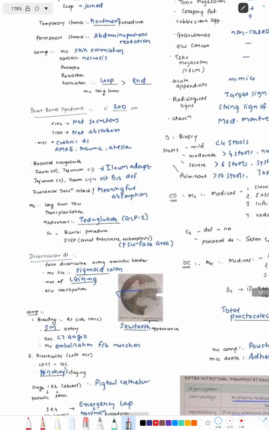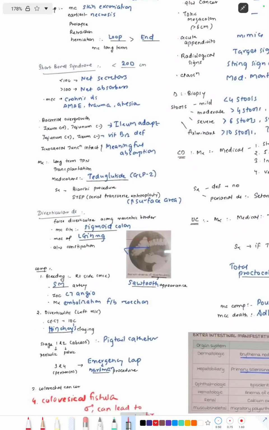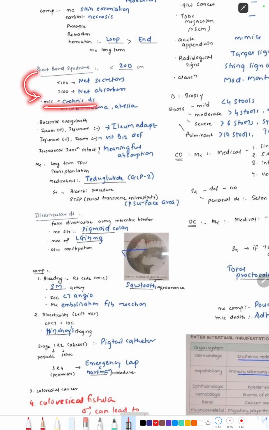Short bowel syndrome is less than 200 centimeters of bowel length. If it is less than 100, then that is called net secretors. If it is more than 100, that is called net absorbers. Then the most common cause is going to be Crohn's disease. Then AME, that is acute mesenteric arterial embolism, trauma, atresia. So the most common cause of short bowel syndrome is Crohn's disease.